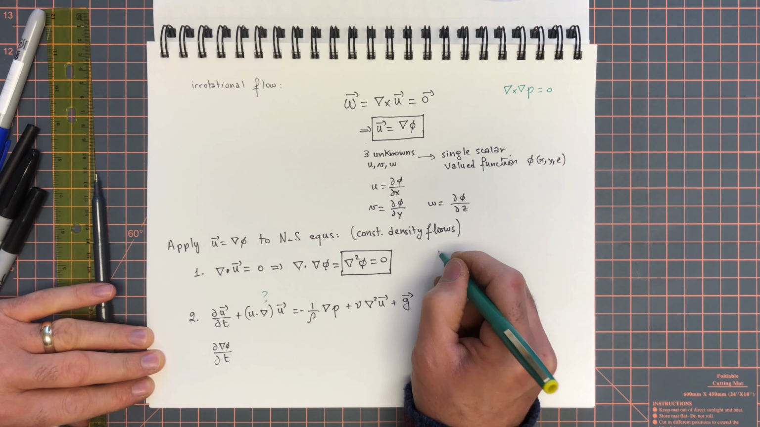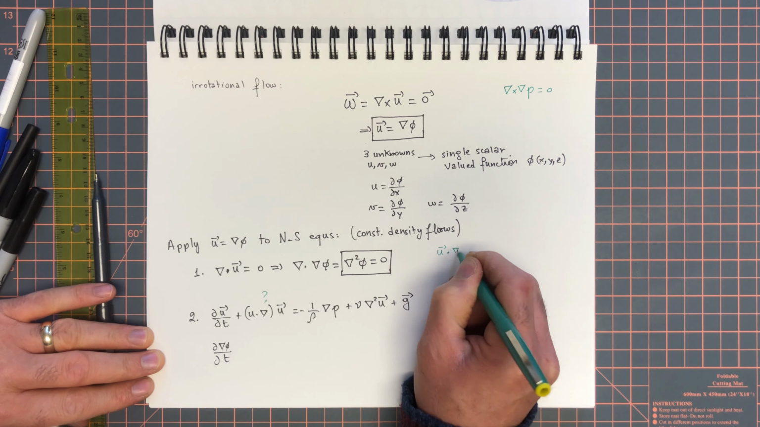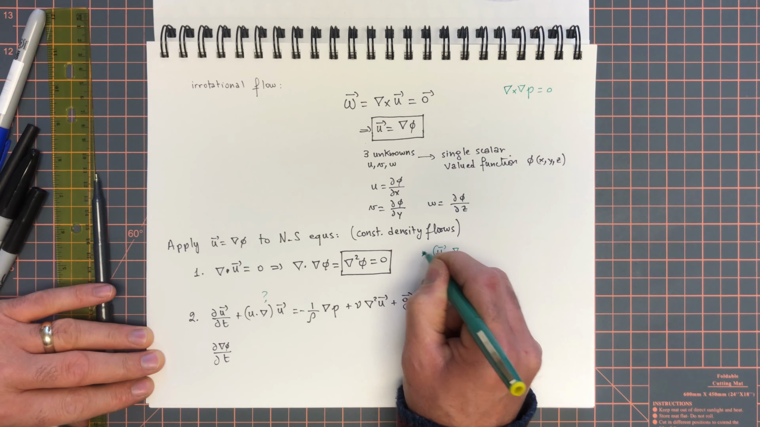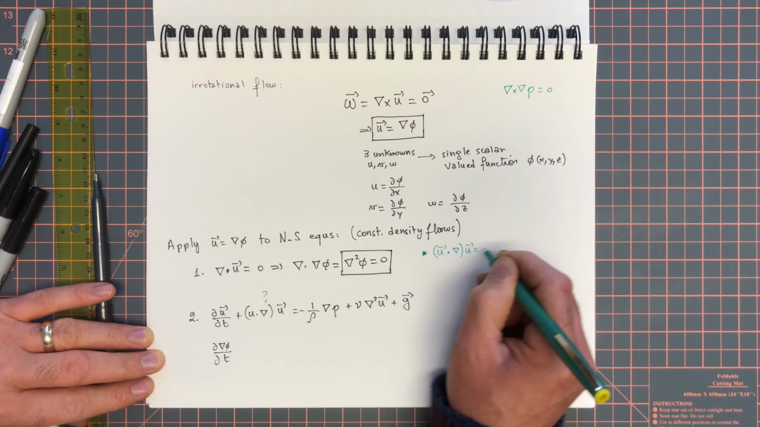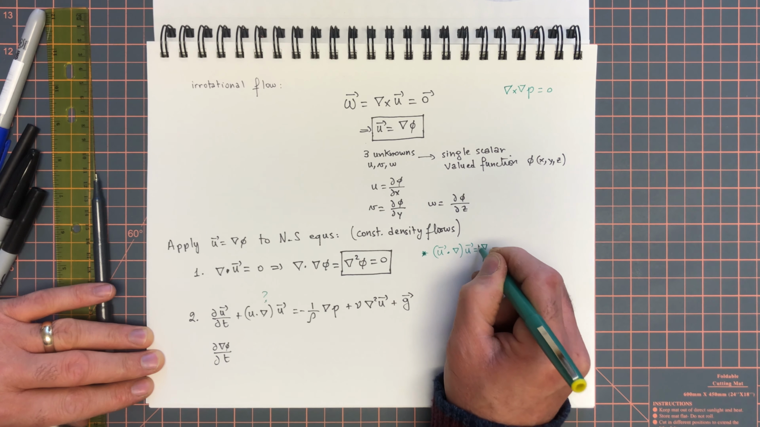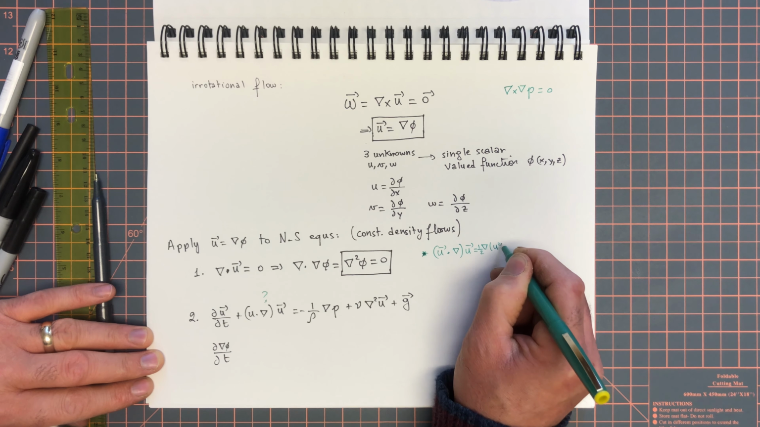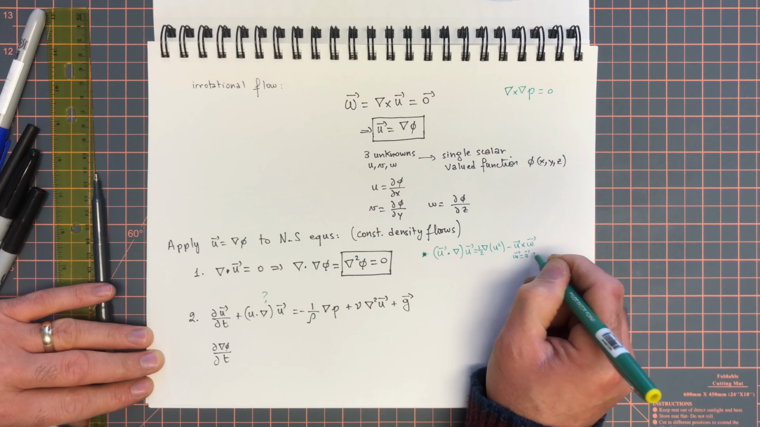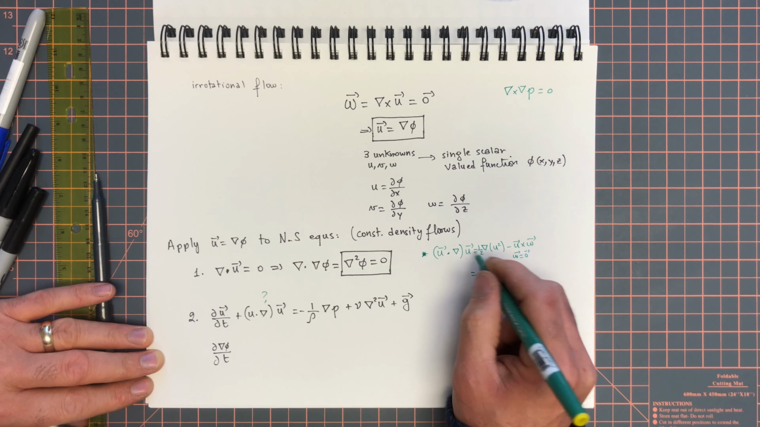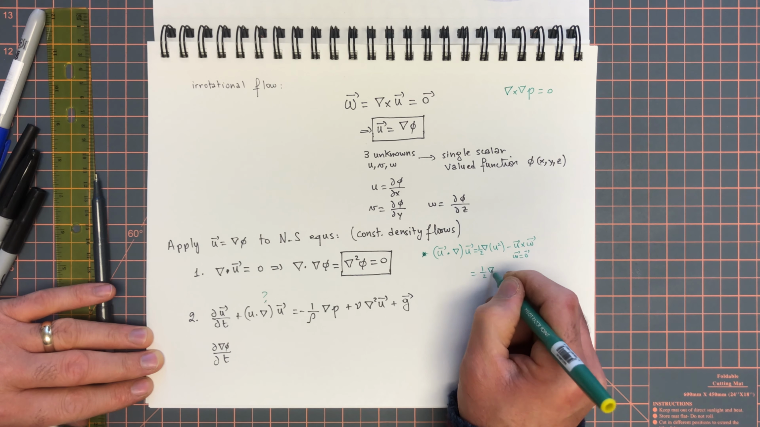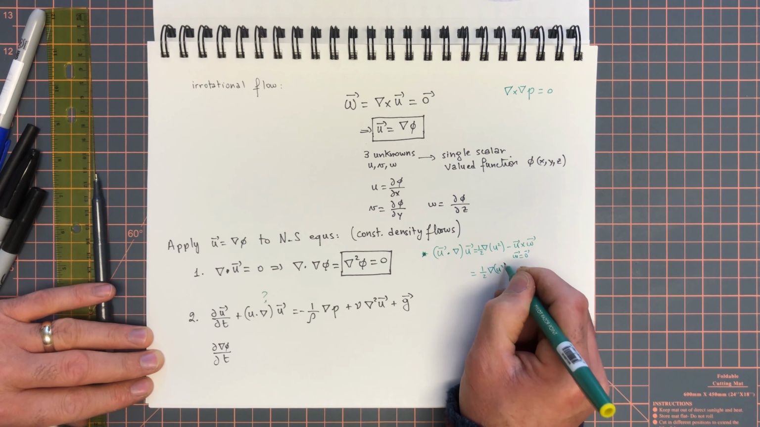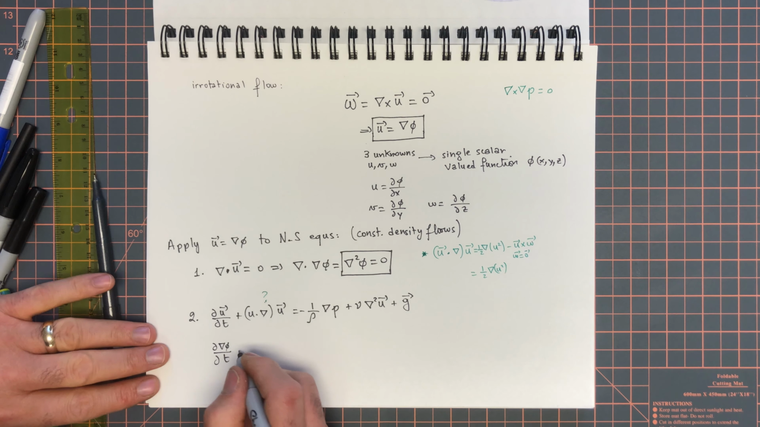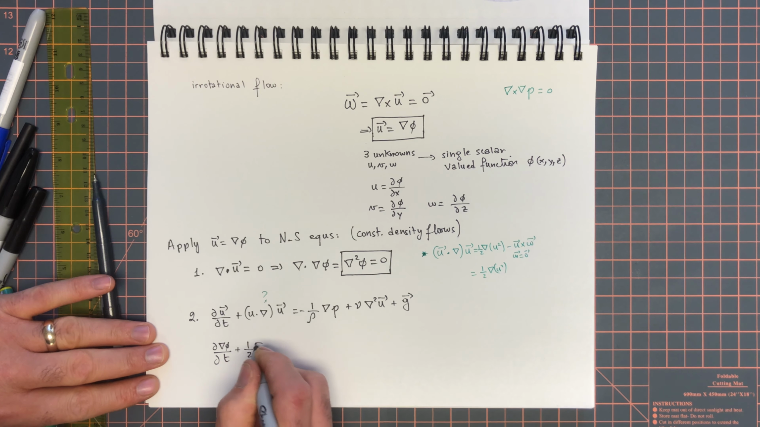This guy. Remember, we can write u dot nabla u as 1 over 2 nabla u squared, so u dot u minus u cross omega. But because omega is equal to 0, this means that the convective term is simply 1 over 2 grad u squared. So we get plus 1 over 2 grad.